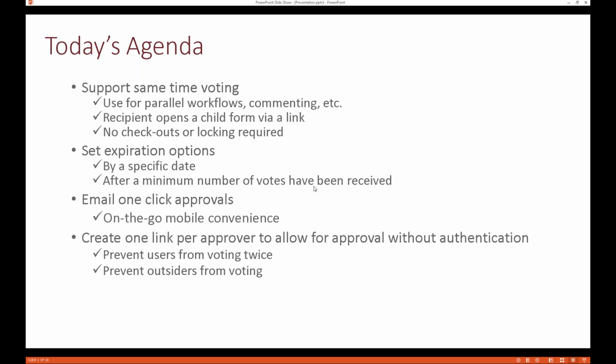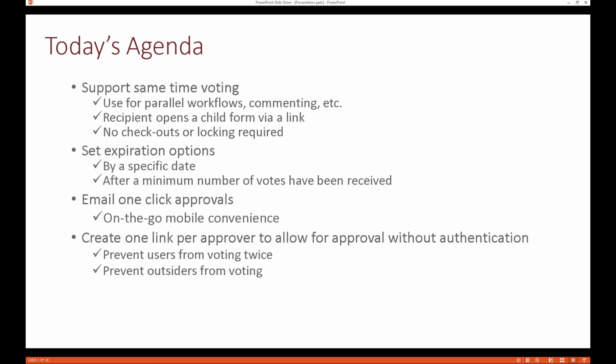Today's agenda, we're talking about filling out a form or commenting on it or approving it at the same time. That's what we call same-time feedback or same-time voting. So this is used for things like parallel workflows, commenting, like I just mentioned. And the way we're going to do it, and I'll talk about this several times, is we're going to use a child form. So we're going to have a main form and a child form.